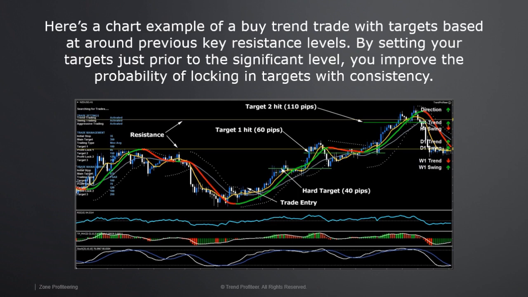And it's an awful thing to be in a great trade, but to hit your profit locking target, or your hard target for that matter, by to miss it by just a few pips. That's not what you want to do. So you want to place your targets intelligently so they are hit a high proportion of the time. And the way that you do that is by positioning them around or prior to significant levels being reached.